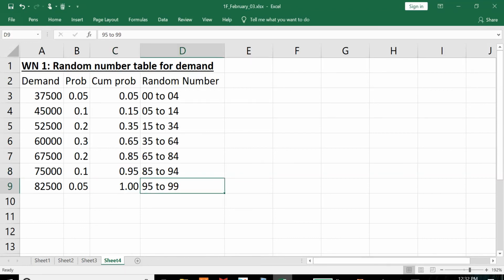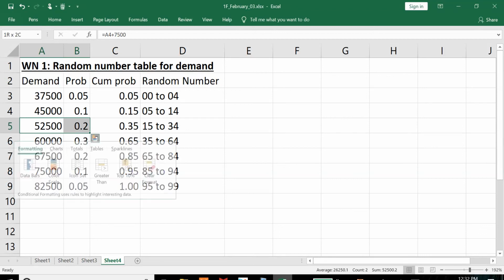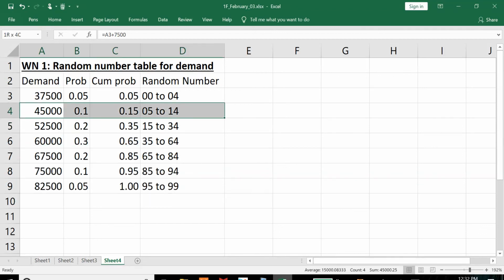Now listen, why we are fitting like this is, what the experimentation says is, you will give me a number saying the random number is 85. I'll say if it's 85, the demand will be 75,000. Suddenly the random number is 34. I'll say demand is 52,500. If you say 25, the demand is again 52,500. If you say 05, the demand is 45,000. If the number comes out to be 28, demand is 52,500. That is what a random number does. You fit in a random number table like this, you give me a random number, and corresponding to that, I'll give the demand.